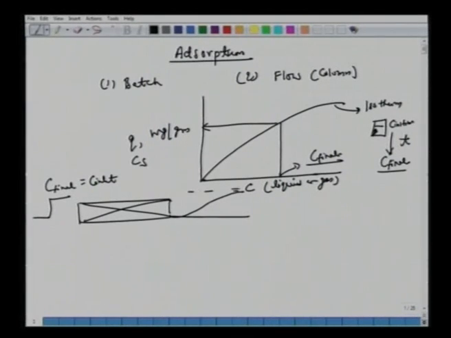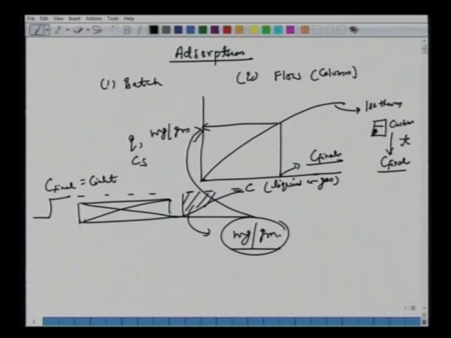When the bed is saturated, this level is the same as this level. Right now the bed is saturated, so the two levels are the same. Then we find the area above this curve and we calculate milligram per gram. This data must be the same as what we obtain here. So that's the meaning of this equilibrium.